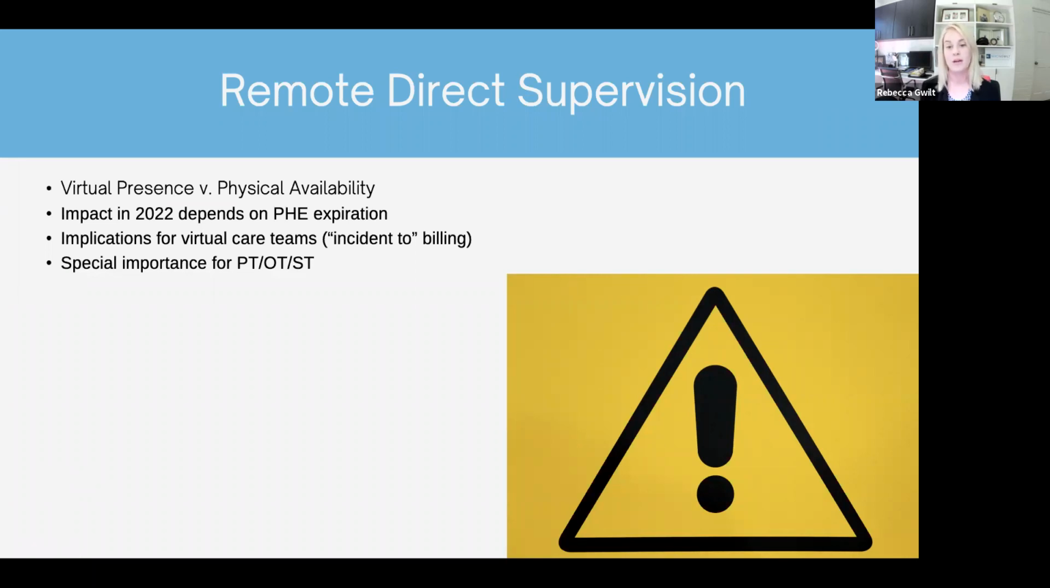I would just point out here that there's special importance here for physical therapists, occupational therapists, and SLPs, because they are currently unable to bill Medicare directly for E&M codes, but can bill incident to. Once this flexibility ends, if CMS doesn't adopt this new definition, that business model, which we've seen perpetuated in the virtual care space, will kind of fall apart. So another area to really make sure that you're commenting on.